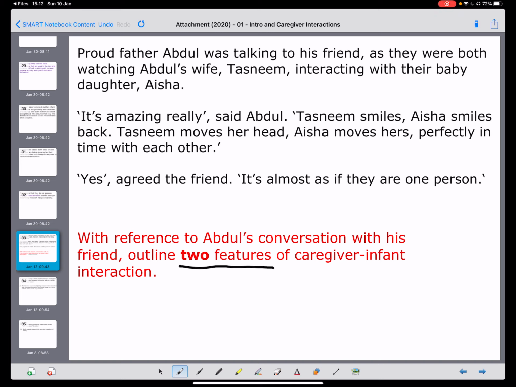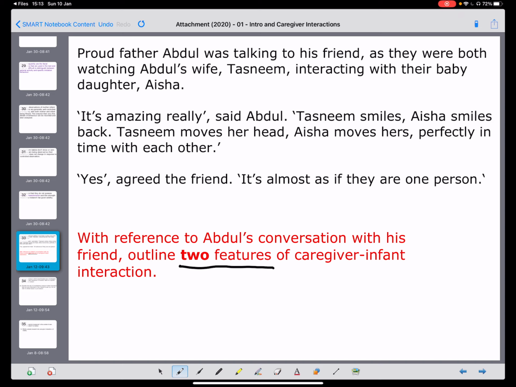And we'll see a couple of things here. So proud father Abdul was talking to his friend as they're both watching Abdul's wife, Tasneen, interacting with their baby daughter, Aisha. "It's amazing, really," said Abdul. Tasneen smiles, Aisha smiles back. Tasneen moves her head, Aisha moves hers perfectly in time with each other. "Yes," agreed his friend, "it's almost as if they are one person." Okay, so from that, we just need to find reciprocity and we need to find interactional synchrony.